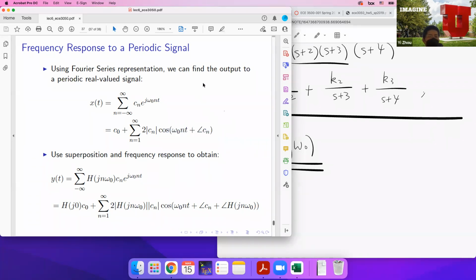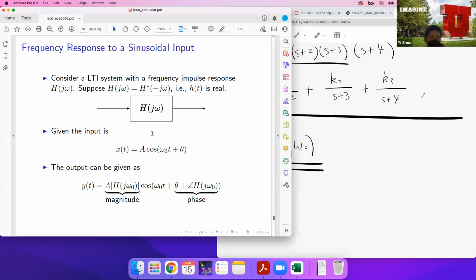So therefore, by leveraging the linearity of Fourier transform, we can conclude that for such a periodic real-valued signal, if we look at the signal in the decomposed perspective, then the corresponding output is basically this summation. Since each term in this summation corresponds to a standard sinusoidal signal, we can leverage the result from the previous slides, right? So each of the sinusoids will be output in this way.